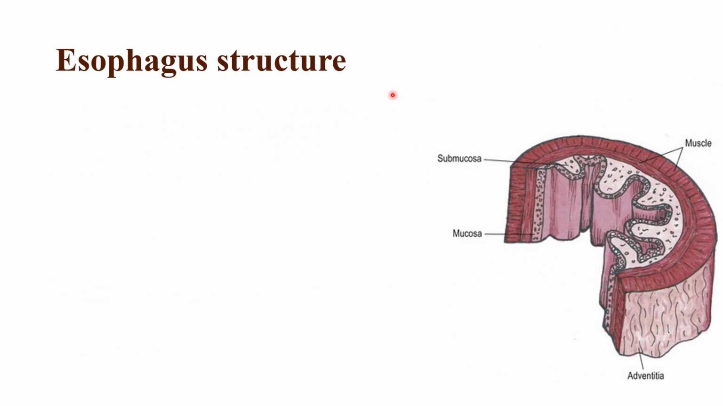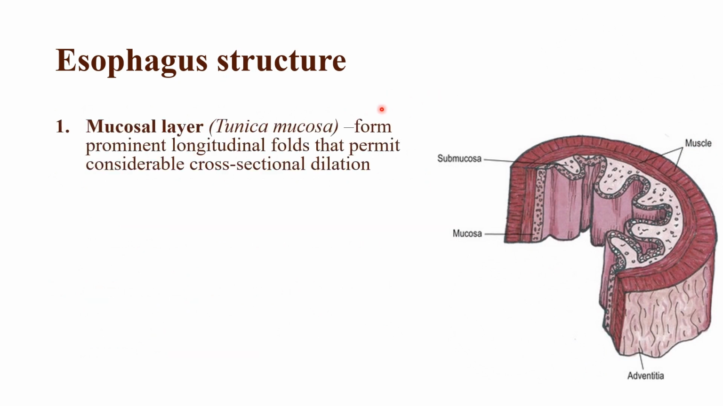Okay, now for the structure. Basically, it's easy to remember because the esophagus has three main structures. If we dive into histology, there would be more, but for the main parts, there are three. Just like for the location, it also is divided into three parts, so it will be easier for you to remember. So, three parts, three structures.